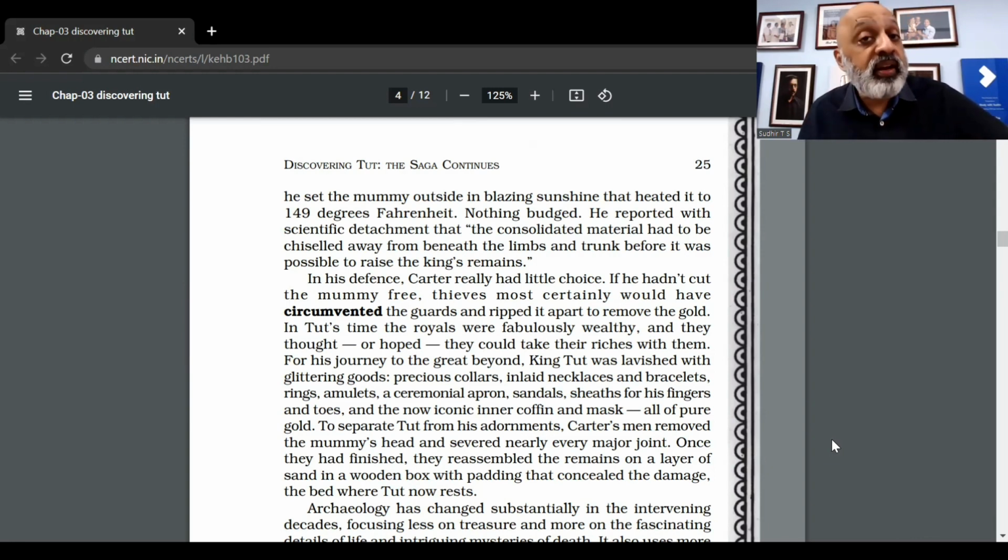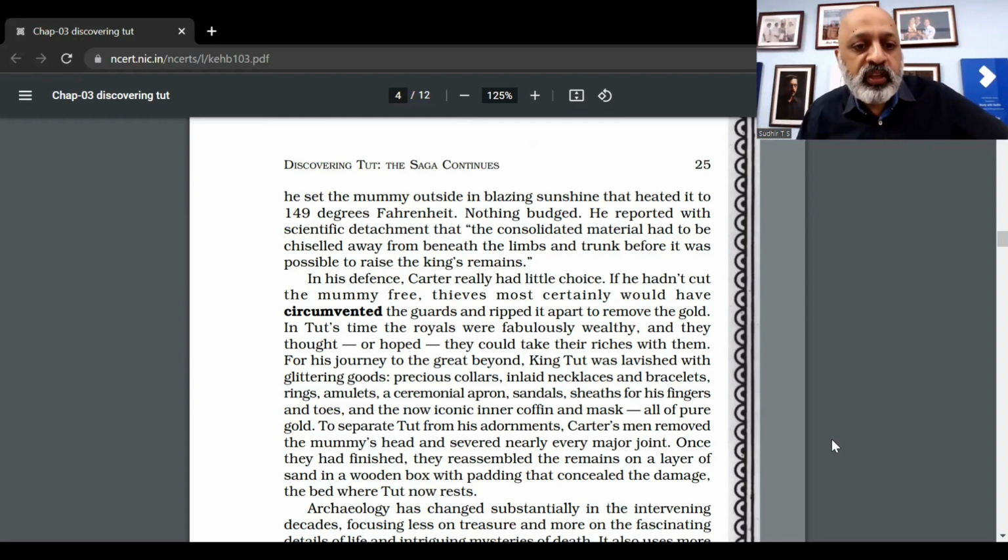In his defense, Carter really had little choice. उसके पास और कोई चारा भी नहीं था. If he had not cut the mummy free, thieves most certainly would have circumvented the guards and ripped it apart to remove the gold. Now, circumvented means found a way around, right? गार्ड्स को ब्राइब दे सकते थे, रिश्वत दे सकते थे, and steal the gold, right? In Tut's time, the royals were fabulously wealthy, and they thought or hoped they could take their riches with them. That was the belief at that time. For his journey to the great beyond, the afterlife, right?